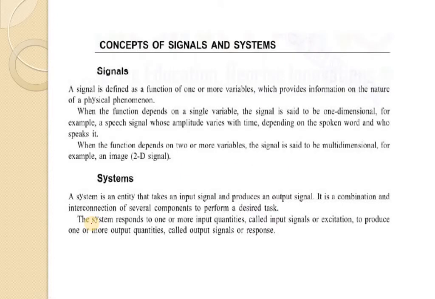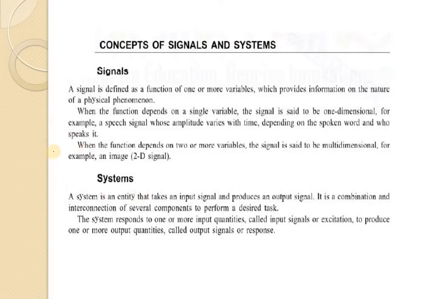So first of all, what is signal? Basically, signal is defined as a function of one or more variables which provides information on the nature of a physical phenomenon. When the function depends on a single variable, the signal is said to be one-dimensional. For example, a speech signal whose amplitude varies with time depending on the spoken word and who speaks it.